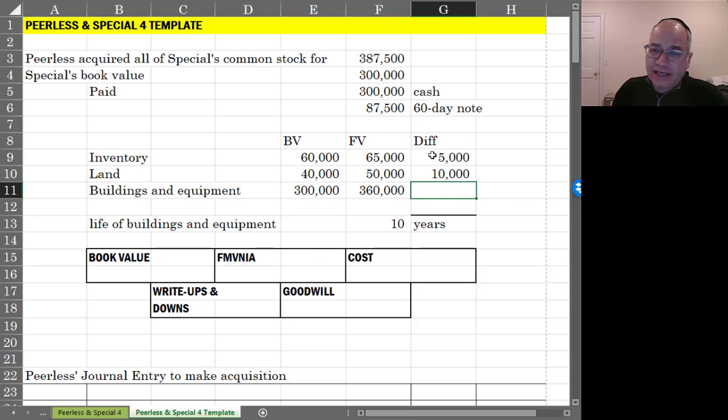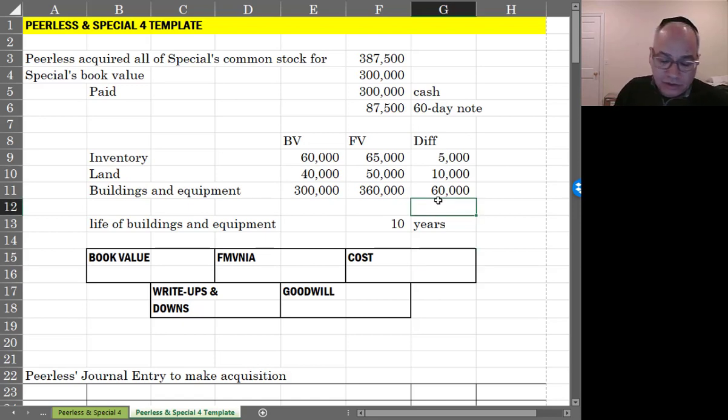Land needs to be written up by $10,000, and buildings and equipment need to be written up by $60,000. The buildings and equipment have a useful life of 10 years. Got that? 10 years. Now, just another little hint: if there's a liability that needs to be written up, it's going to be subtracted. If it needs to be written down, then it's going to be added to book value.